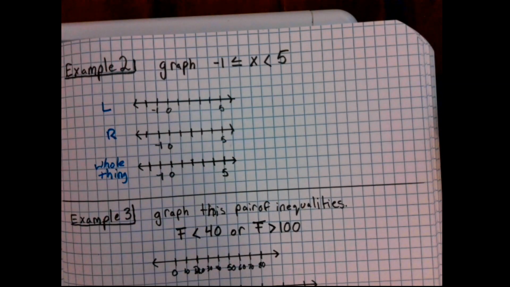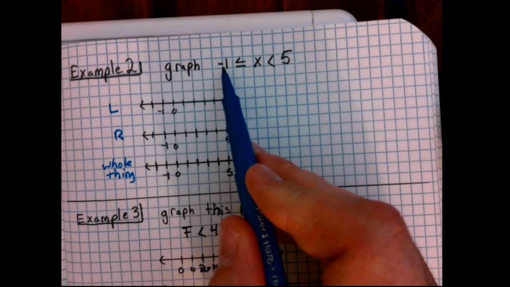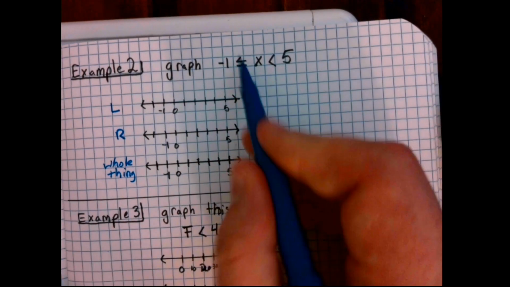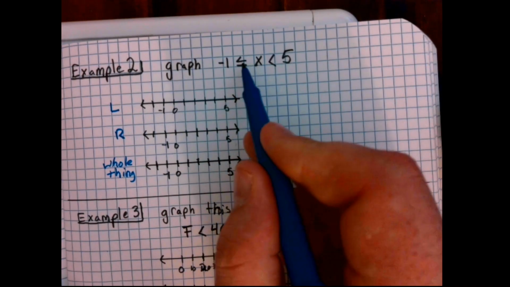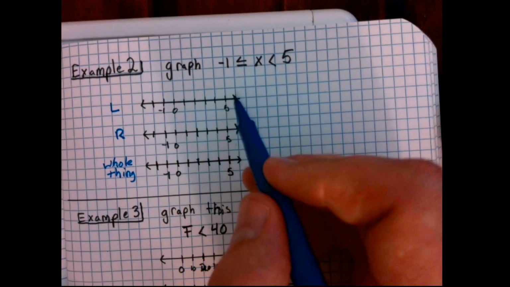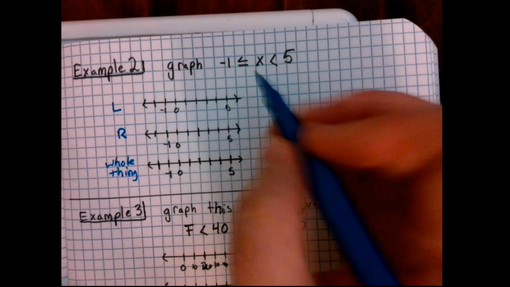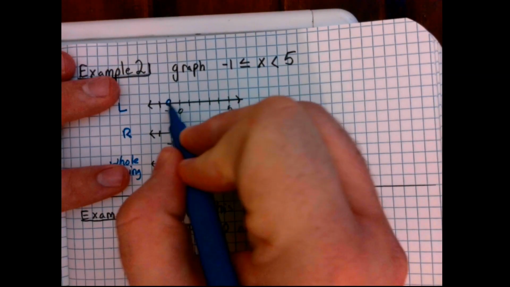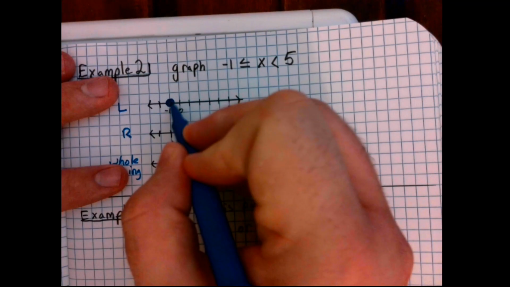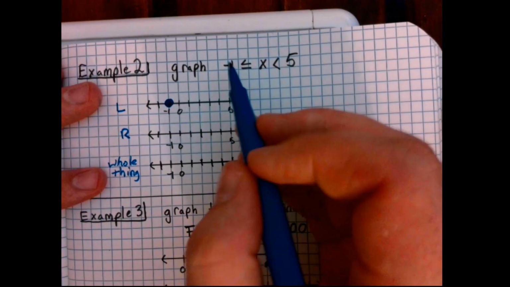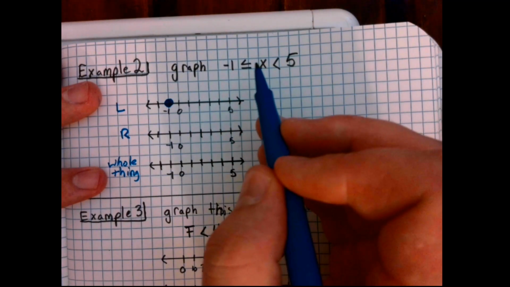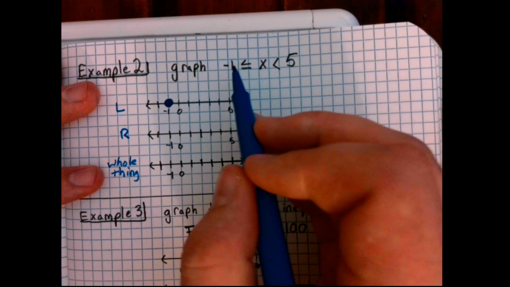So, the left-hand side says that -1 is less than or equal to x. Well, this is less than or equal to. It's got that line, that thing that looks like an equal sign in it. So that means I'm going to have a closed dot on -1. And if -1 is less than or equal to x, x is greater than or equal to -1.